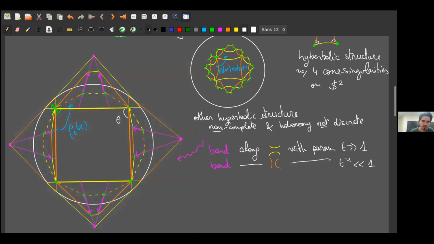So with dotted lines, you can see the 4 adjacent squares before bending, and then the filled lines are after bending. So on the up and bottom squares, we are bending with a big T, big parameter, so it means we're stretching like this. And on the lateral squares, left and right, we are bending with a small parameter, so we are compressing.